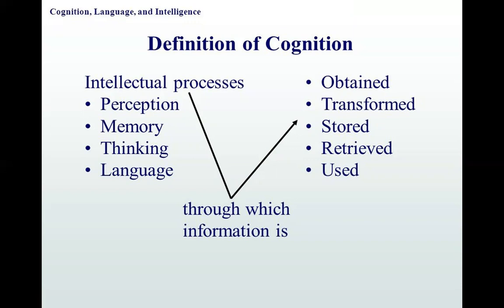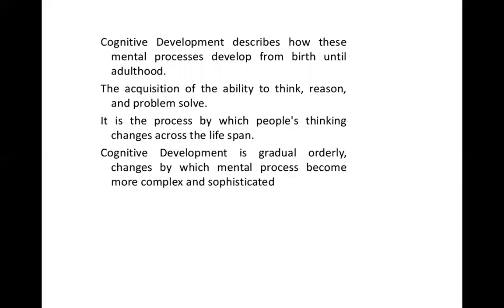How do we obtain information? We perceive information. Perception depends mainly on two things, two activities: our vision and our auditory skills. So we perceive things with our sense organs, ears and eyes. Then we try to memorize the information, and we start thinking about that. Of course, we need language to understand all the information and knowledge around us. So these are the main words which are included in cognition.